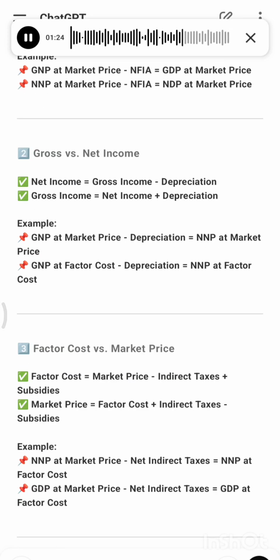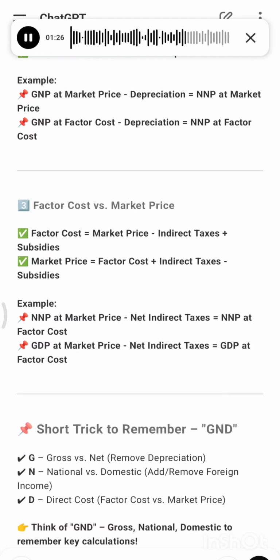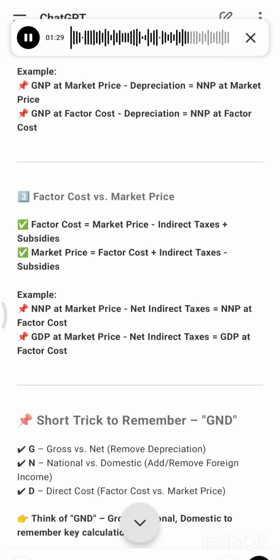3. Factor cost versus market price. Factor cost equals market price minus indirect taxes plus subsidies. Market price equals factor cost plus indirect taxes minus subsidies. Example: NNP at market price minus net indirect taxes equals NNP at factor cost. GDP at market price minus net indirect taxes equals GDP at factor cost.